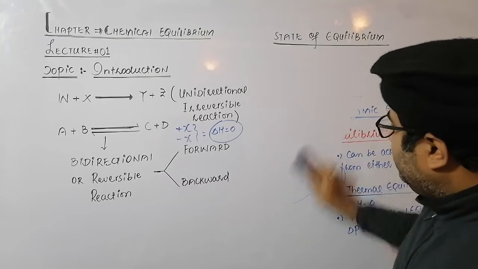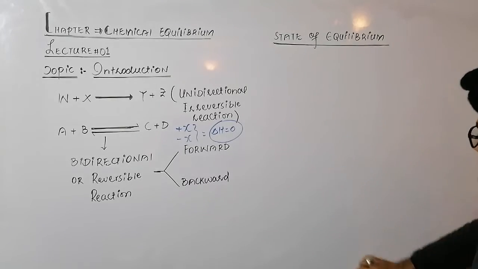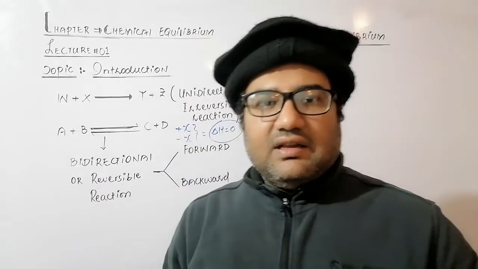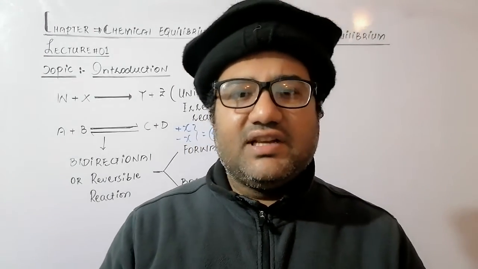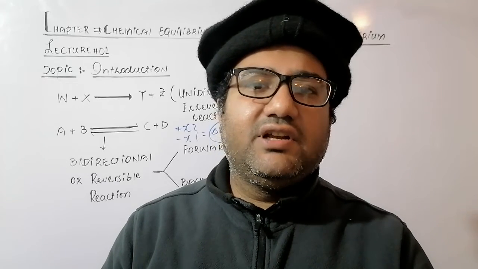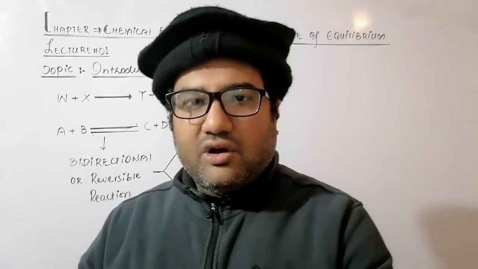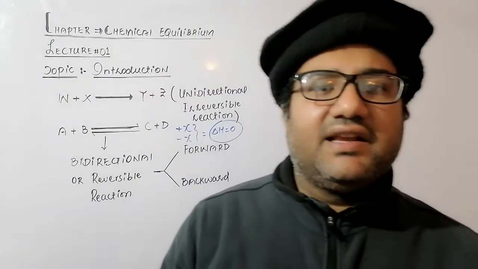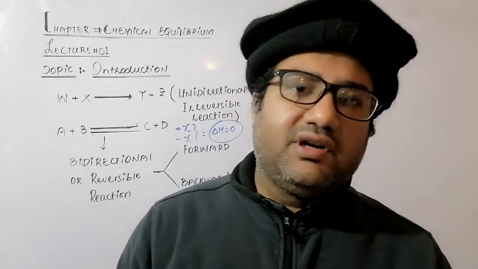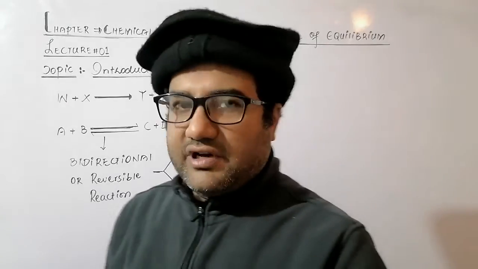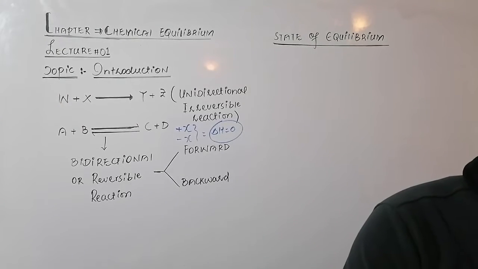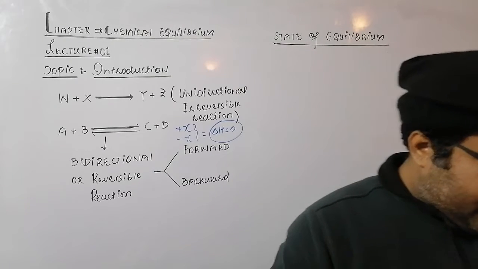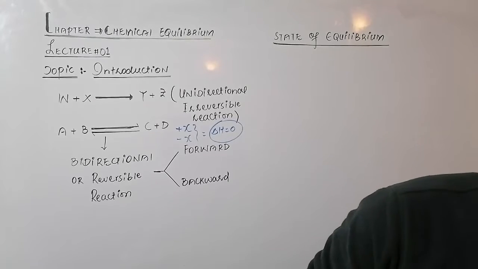The next characteristic is that a catalyst has no effect on the state of equilibrium. A catalyst will not disturb the state of equilibrium. The only difference is that an uncatalyzed reaction will achieve equilibrium in a longer duration of time, but the catalyzed reaction achieves equilibrium in a relatively shorter duration of time. So a catalyst has no overall effect on the state of dynamic equilibrium. These are some important characteristic features of dynamic equilibrium.